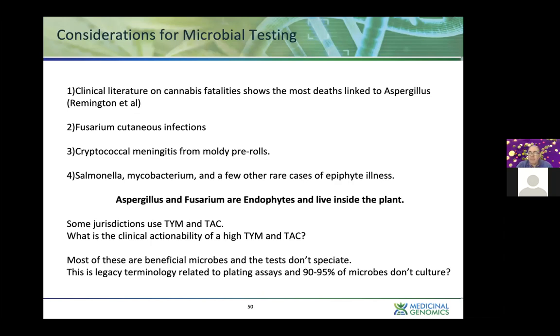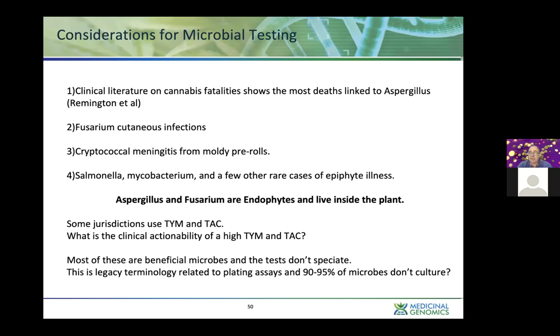So the other infections that we have seen in the field: there have been Fusarium cutaneous infections. All right, this is also a plant endophyte. There have been cryptococcal meningitis infections from pre-rolls. This was measured in Bakersfield, California. This is also an endophyte. The other things that have come up are Salmonella and Mycobacteria. These are epiphytes, bacteria that are on the surface. All right, these probably can be addressed with either PCR or plating. Now, it's really the epiphytes that we have to turn our attention to.